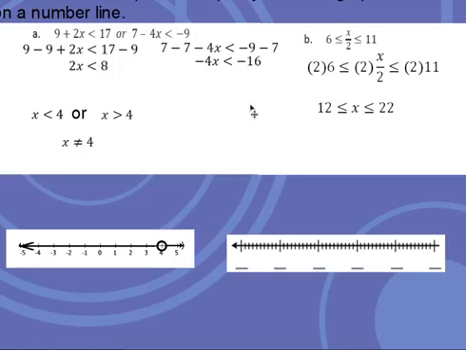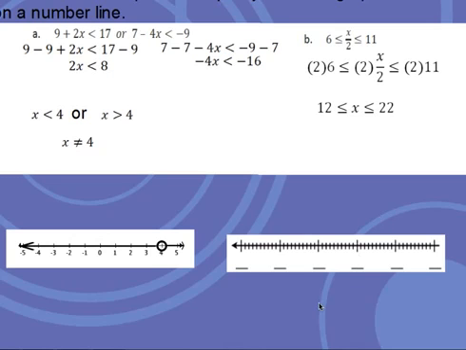Now because this is an AND inequality, I need to make sure that I satisfy both the left and the right side. X is in the middle, which means that it has to be greater than the 12. And it also has to be less than the 22.